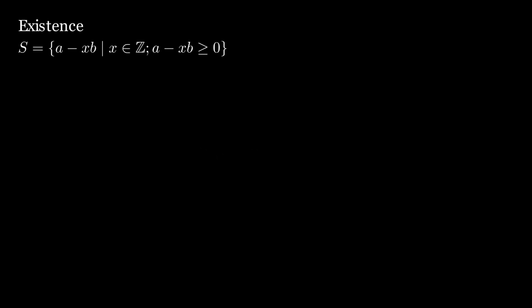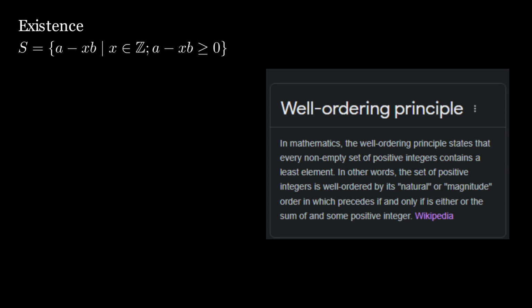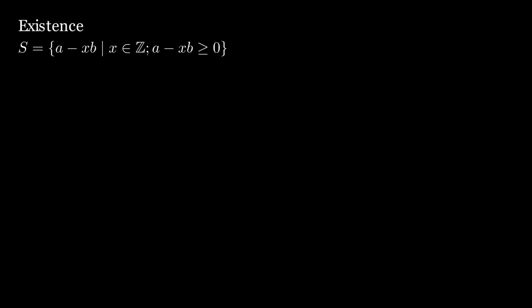We are now going to use the well-ordering axiom, which, in case you don't know, says that any non-empty set of non-negative integers has a smallest, or least, element. Since S only contains non-negative integers, we know it has a smallest element. Let's call it r. By definition, r is of the form a minus xb for some x, say x equals q. You see, we've just shown that there are such integers q and r for which a is equal to q times b plus r.